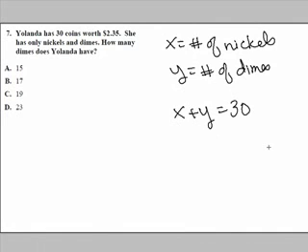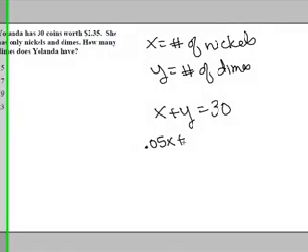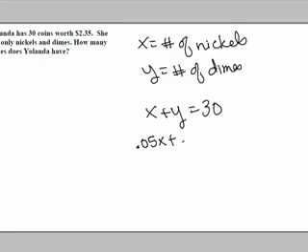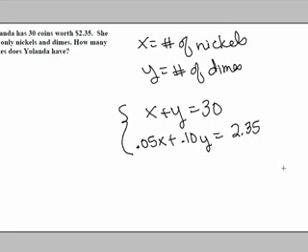Now, I also know that when I count the total amount of money that I have, it would be $2.35. Since a nickel is worth 5 cents, I'm going to take the decimal 0.05 and multiply it by the number of nickels I have. Since a dime is worth a tenth of a dollar, or 10 cents, 0.10, I'm going to multiply it by the number of dimes I have. This dollar amount should give me how much money I have in the problem. And here's my system.